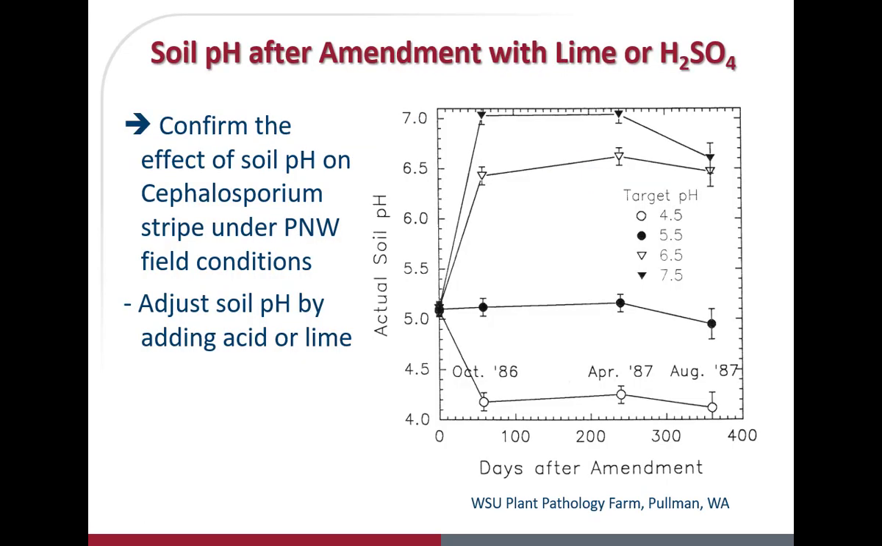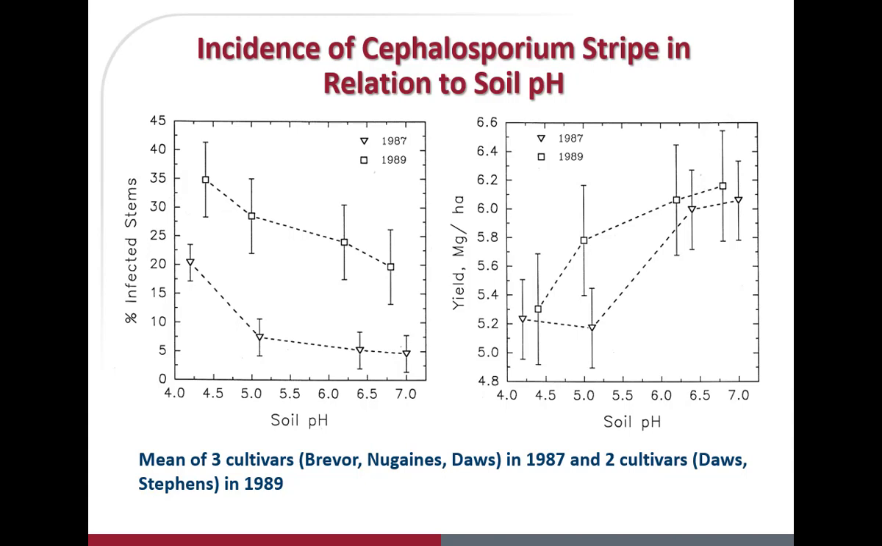Okay, we followed up on that work and limed field soil to these same sorts of levels. We had target pHs of 4.5 to 7.5 at 1 unit intervals. And we looked at this over a couple years in the field. This was pH of our different treatments over time. You can see at the end of our time here, we had pHs that were down around 4 all the way up to about 6.8 or so. When we looked at disease, this is percent infected stems, soil pH across the bottom. 2 different years we saw this decrease in disease, and we saw a corresponding increase in yield. So the bottom line here is that liming controlled Cephalosporium stripe, and it resulted in a yield increase.